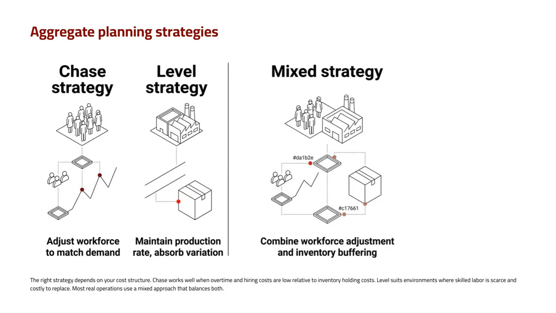When it comes to aggregate planning strategies, the key is to choose the one that aligns best with your cost structure. The chase strategy is particularly effective when overtime and hiring costs are low compared to the costs of holding inventory. On the other hand, the level strategy works best in situations where skilled labor is hard to find and expensive to replace. In reality, most operations don't rely solely on one approach. Instead, they use a mixed strategy that balances the strengths of both to optimize efficiency and costs.